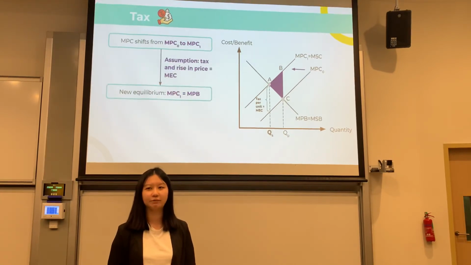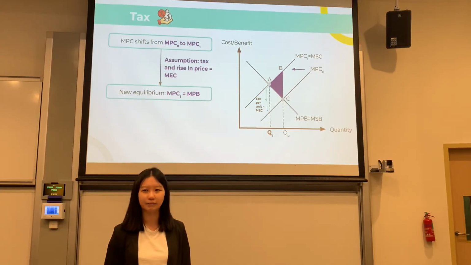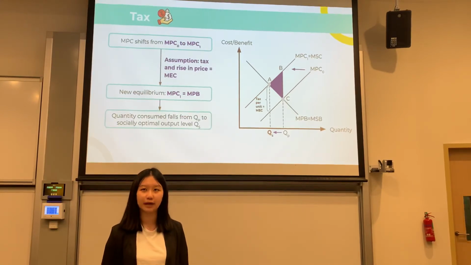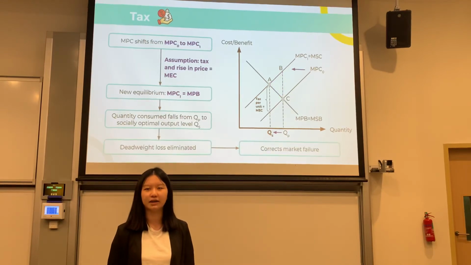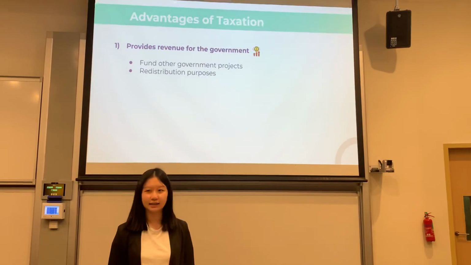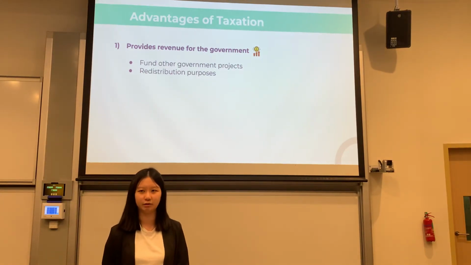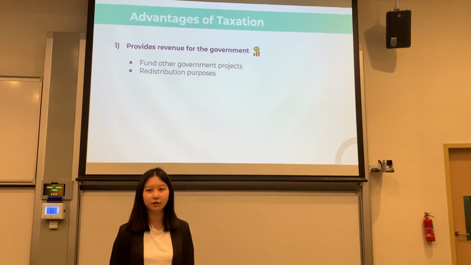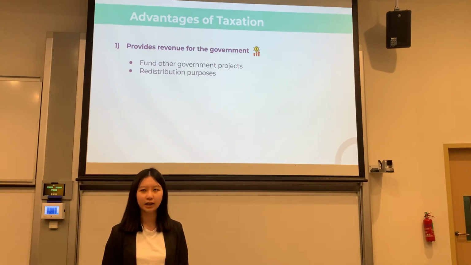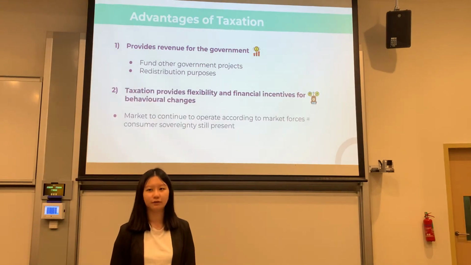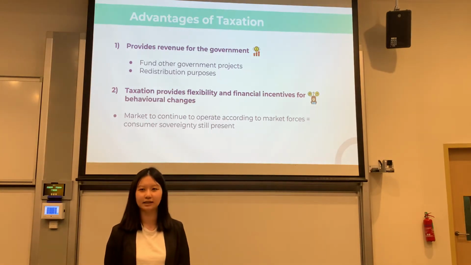Assuming the tax and rise in price are equal to MEC, the new equilibrium is now at MPC 1 equals to MPB, and the quantity consumed falls from QP to the socially optimal output QS, eliminating deadweight loss and correcting market failure. This method of taxation is useful since it increases government revenue, which could be used to finance economic, social, and community development projects. It can also be used for redistribution purposes, which will mitigate income inequality. Taxation also provides flexibility and financial incentives for behavioral changes, which is similar to subsidies.